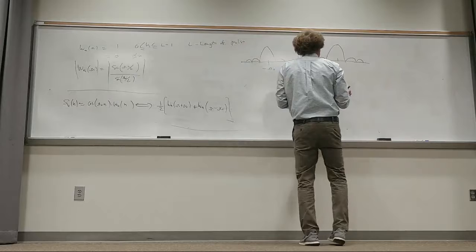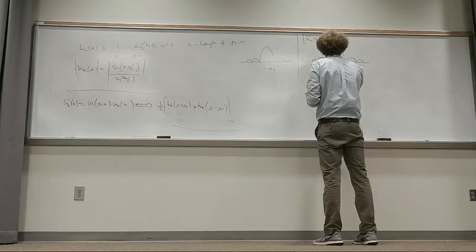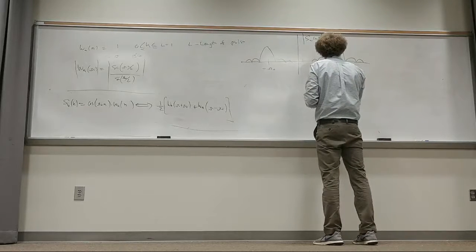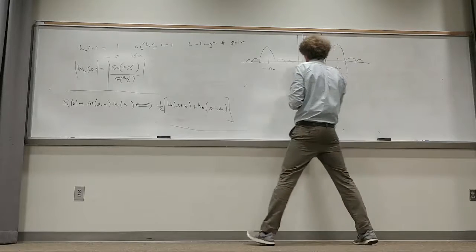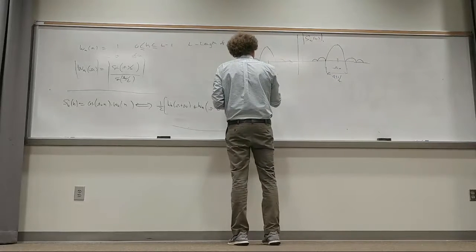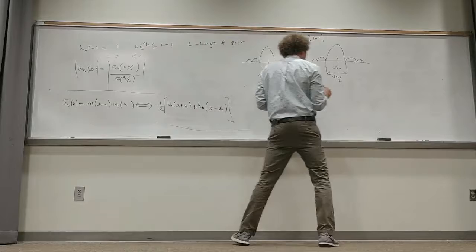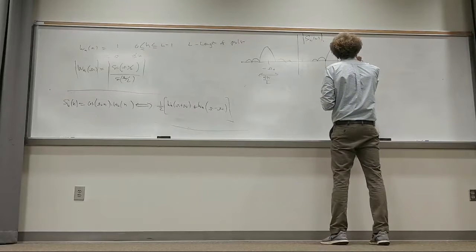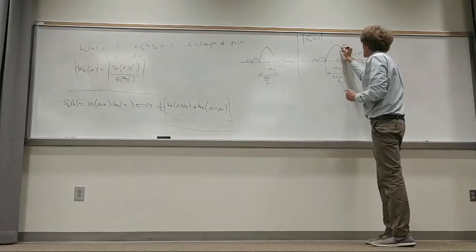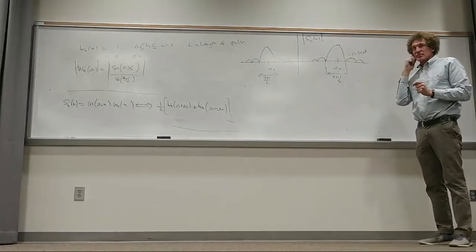I'm basically getting this. This still has a width here of 4 pi over L. And this has a width of 4 pi over L. And this is still down minus 13.26 dB from the actual peak value right here. That's what you need to get from this.